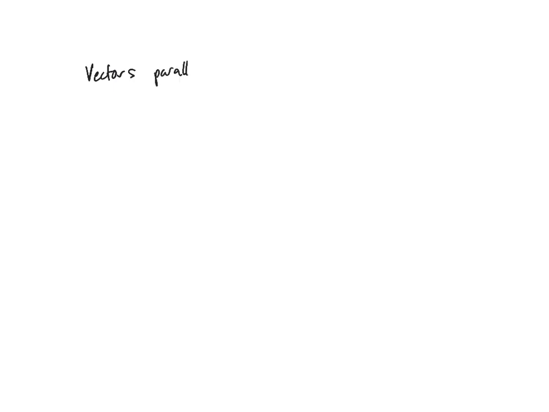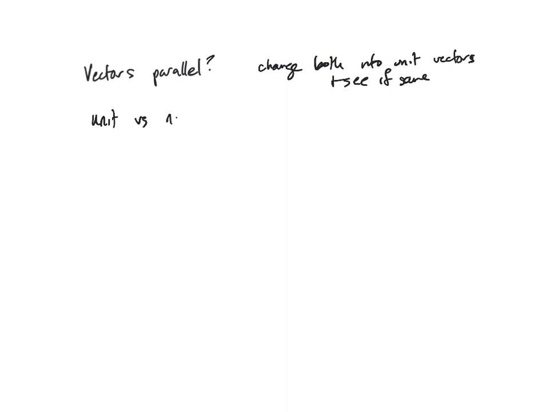There were a variety of answers I accepted for this, but in my opinion, if I'm given two vectors and I want to see if they're parallel or not, the quickest way is to change both into unit vectors by dividing by the magnitude and see if they're the same. So if they are parallel, then you should get the same unit vector. Now, it's possible they'll be opposite signs, but that's just pointing the opposite direction. They'll still be parallel.